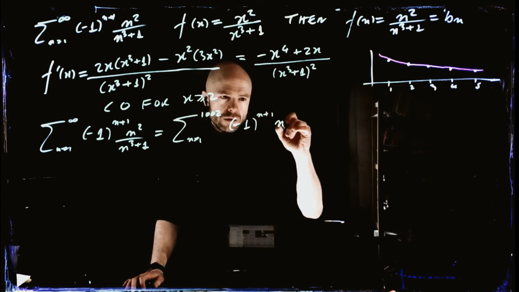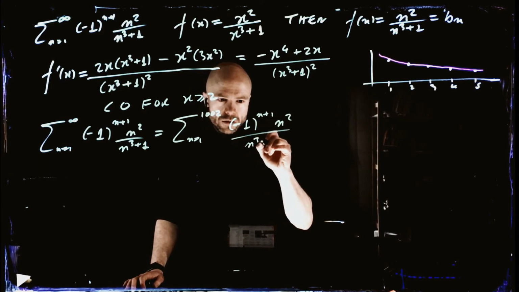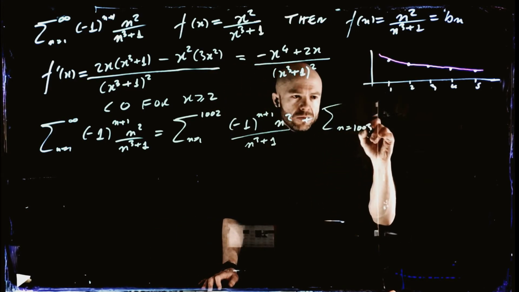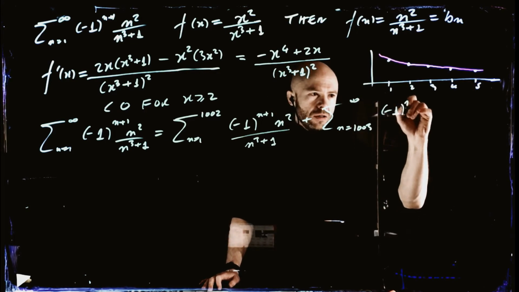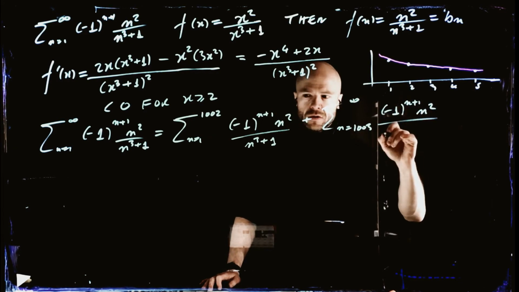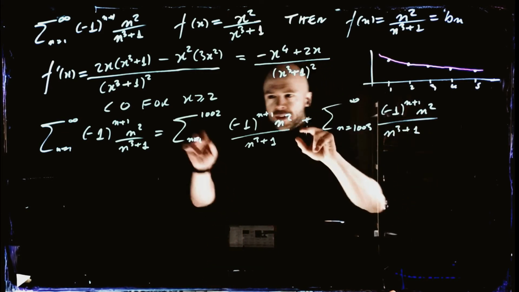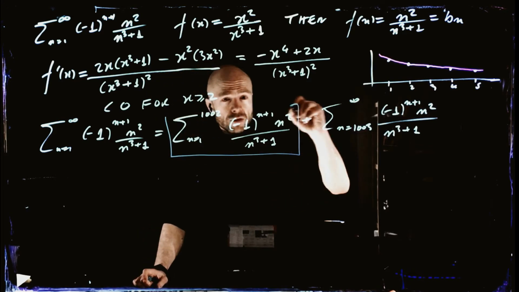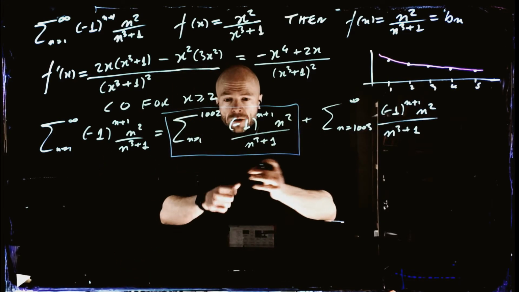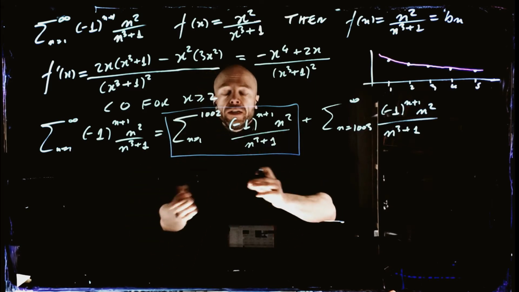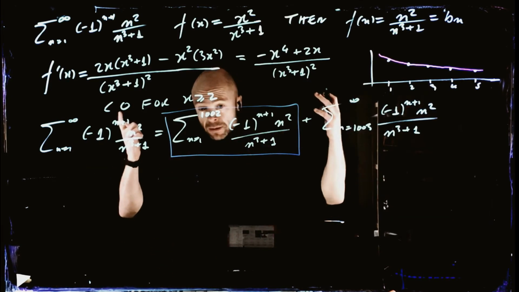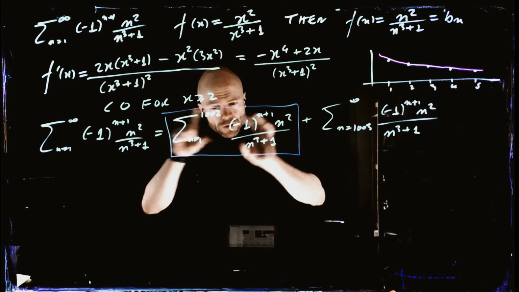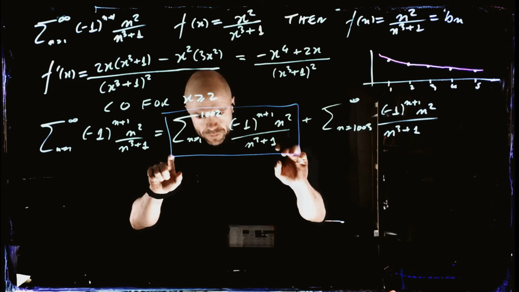And we have this plus the sum from n equals 1003 to infinity of (-1)^(n+1) n squared over n^3 plus 1. This thing right here is just a sum of a finite number of numbers, right? So no matter what terms we have, this is just adding up a finite number of numbers. This thing just makes sense. There's nothing difficult. Nothing can possibly go wrong with this part.